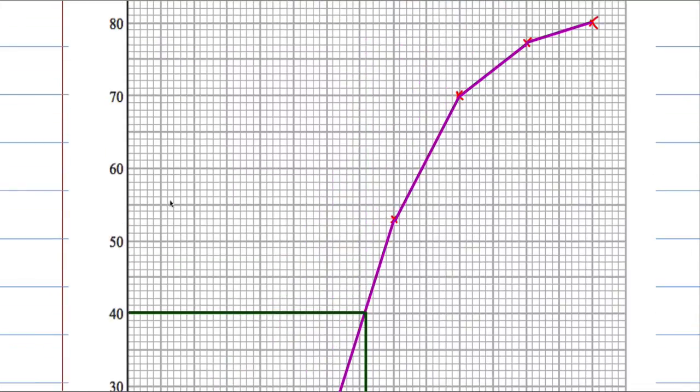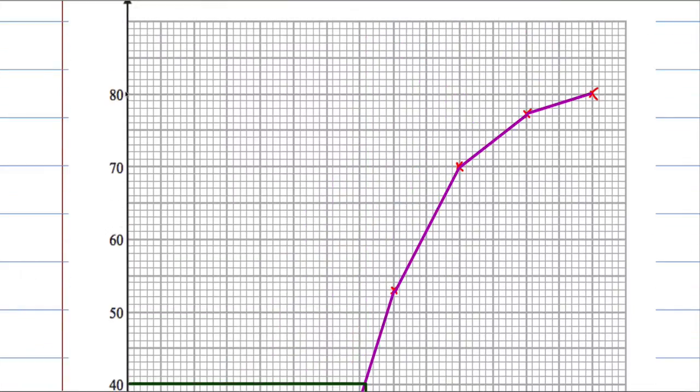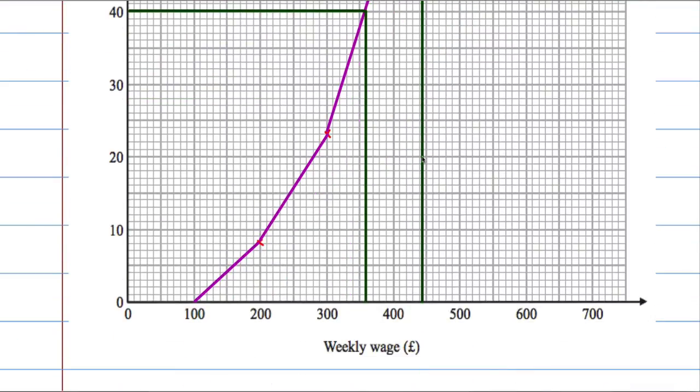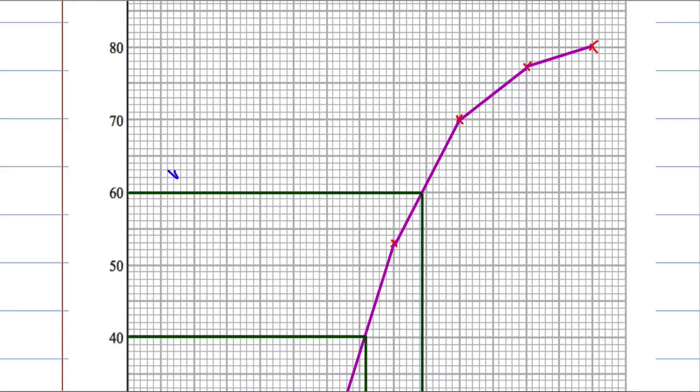The upper quartile is going to be halfway between the median and the top. So what's halfway between 40 and 80? 60. So this is our upper quartile here. So you read across from the line and then down. And then the lower quartile will be here at 20, halfway between 0 and 40, so halfway between the lowest and the median. So that's our lower quartile, and this is our upper quartile. Now remember, we're reading across and down.